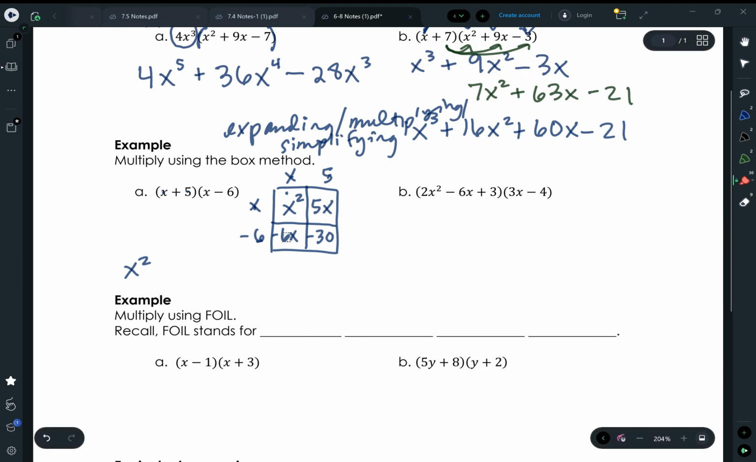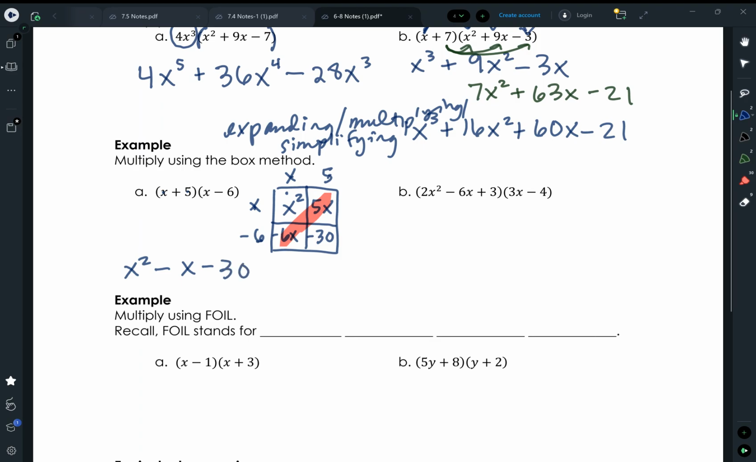I'm also going to take the negative 6x and the 5x and I'm going to combine those together because they're like terms. Negative 6 plus 5 is a negative 1x. So I could write minus 1x or I could just write minus x. And then I have that negative 30 at the end. So that's my expansion.